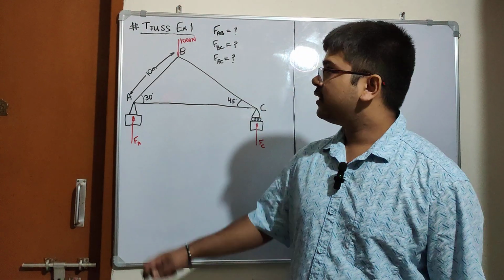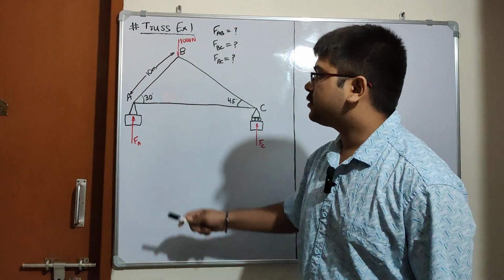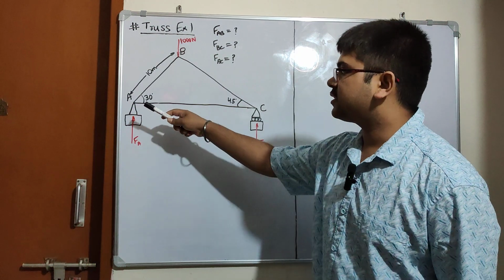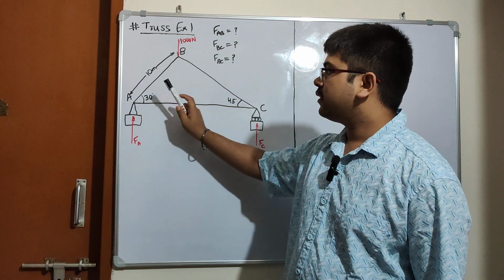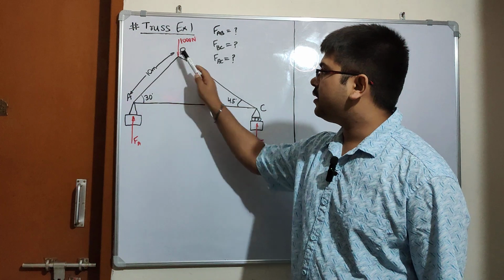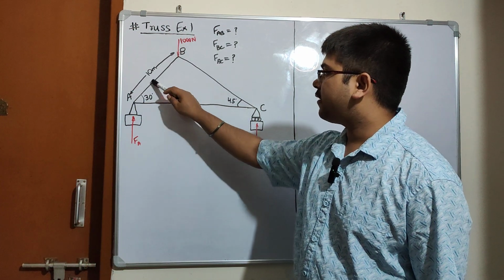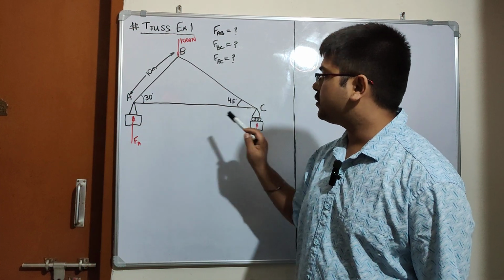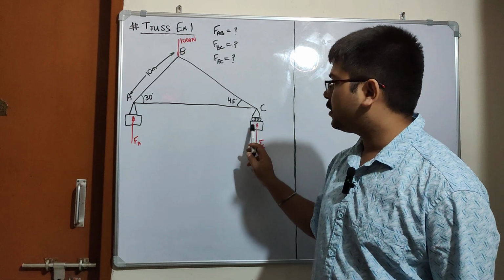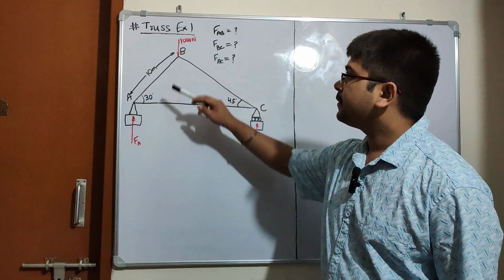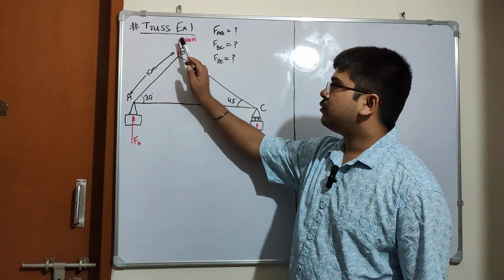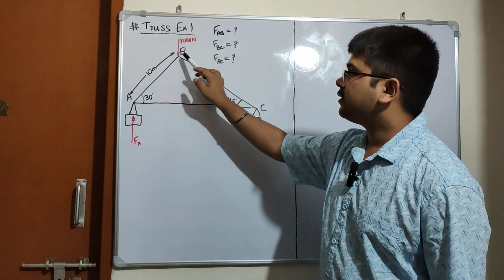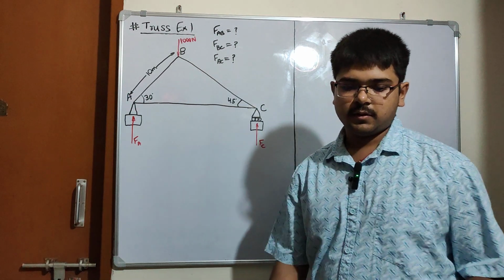Today we will be doing truss example 1. This is the simplest truss that we have. It is A, B, C. There are three members and two supports, a roller support and a rigid support. And there is a load acting at B, that is 1000 Newton.